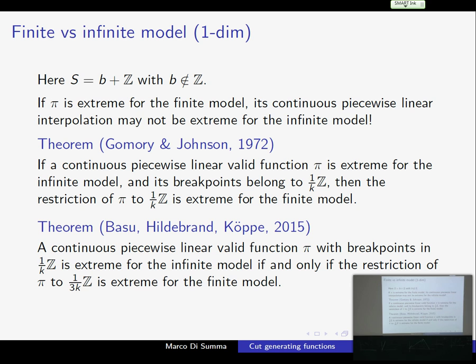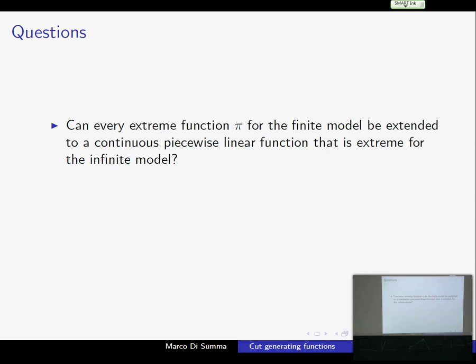Okay, but this still doesn't answer one question, which Michele likes very much, which is the following. If you take a discrete function which is an extreme function for the finite model, and you interpolate, it's not extreme for the infinite model. But can you maybe not interpolate, but create a more complicated function which is an extension of our function, so maybe adding more breakpoints? Can you prove that if a function is extreme for the finite model, then you can extend it to a continuous, piecewise linear function whose restriction is exactly the one you started from? And you want this extension to be extreme.